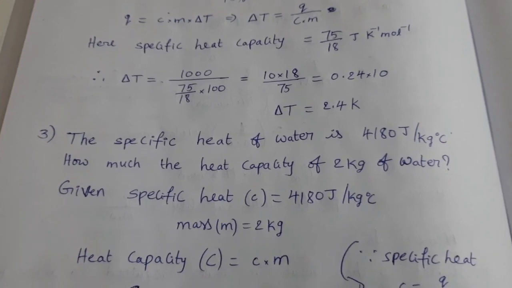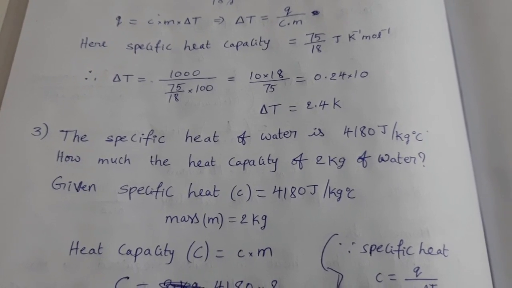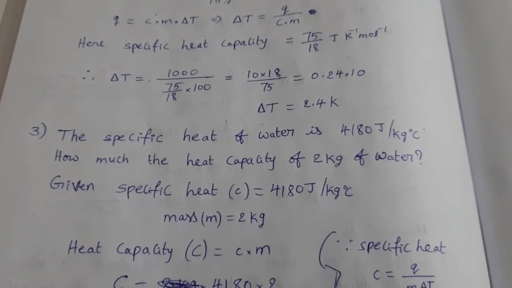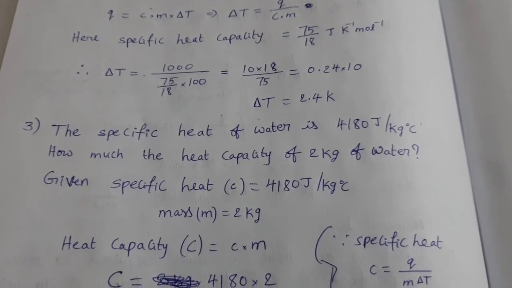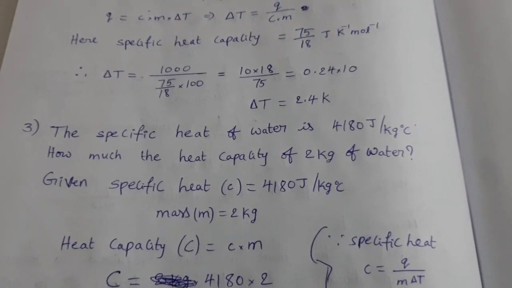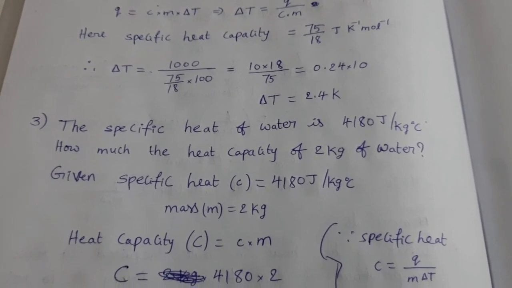See the next numerical. The specific heat of water is 4180 joule per kilogram degree Celsius. What is the heat capacity of 2 kg of water? So specific heat is given for 2 kg of water, and we should find out the heat capacity.